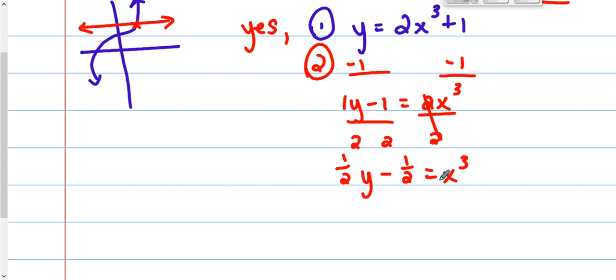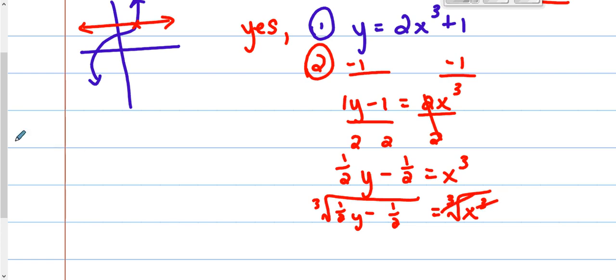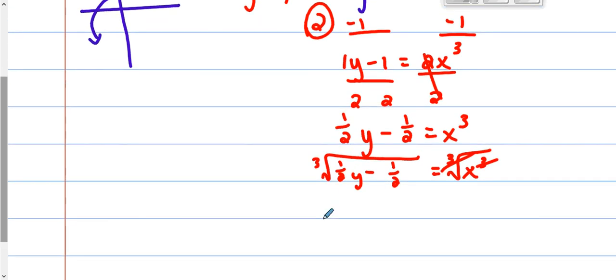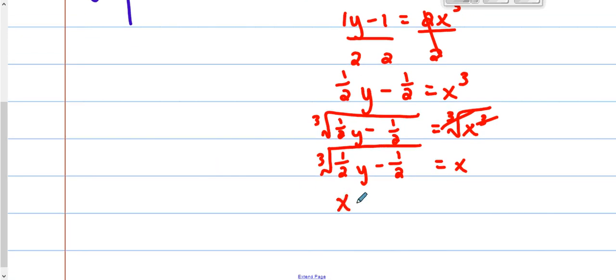To get rid of that cube, I have to take the cube root of 1/2 y minus 1/2, and I have to take the cube root of x cubed. So the cube root and the cube cancel each other out, and I get the cube root of 1/2 y minus 1/2 is equal to x. We're going to flip that over: x equals the cube root of 1/2 y minus 1/2.